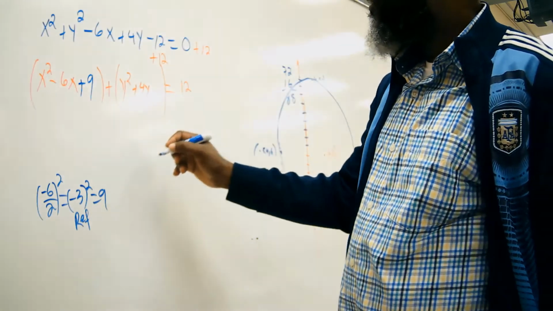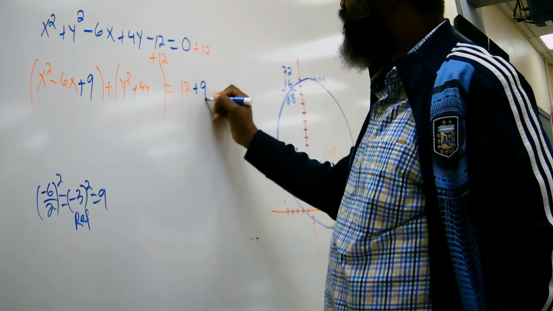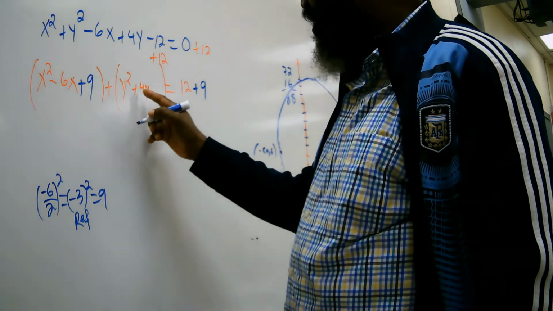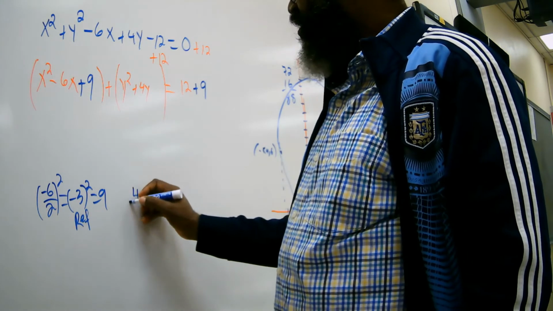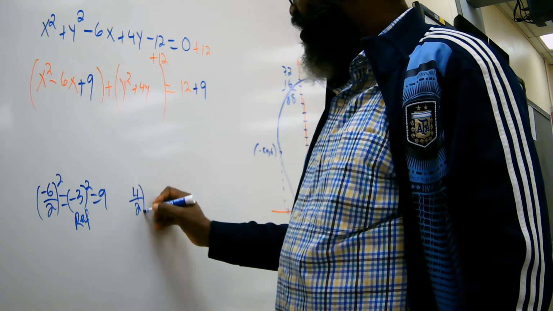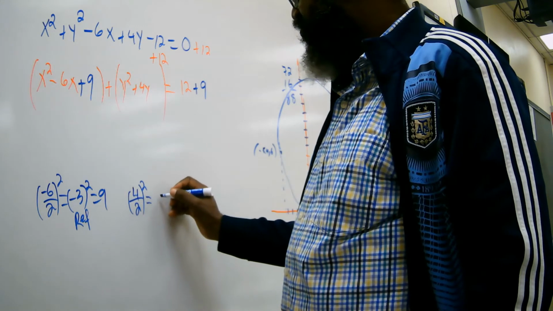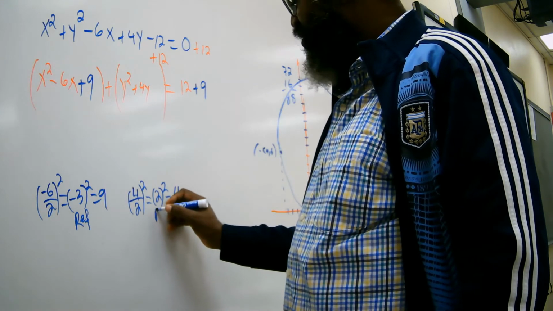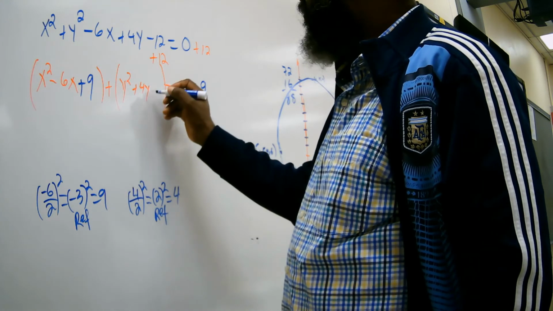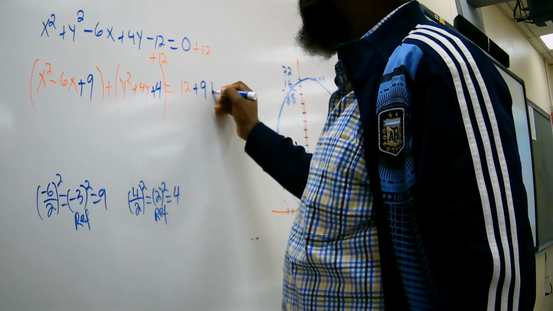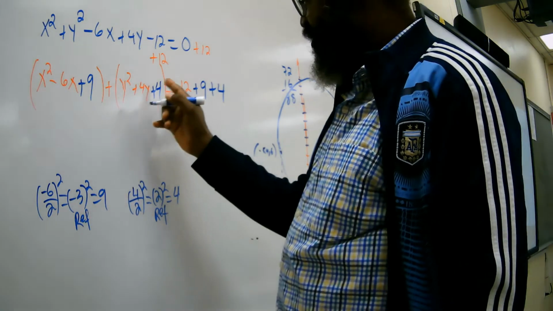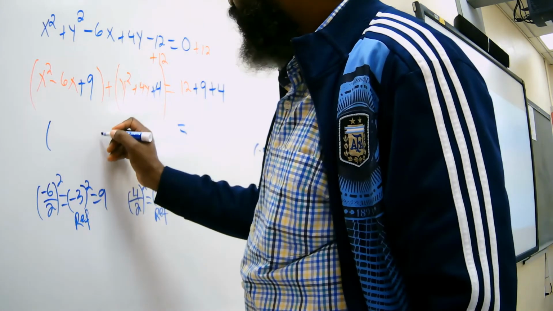If you add 9 on this side, you have to add 9 on the other side so it can be balanced. If you don't do that, the equation will not be balanced. Likewise, you take the y term, divide by 2, then square the outcome. 4 divided by 2 is 2, then you square 2, that gives you 4, and you need that as your reference. If you add 4 on that side, you must add 4 on the other side. Then this becomes your perfect square trinomial for this side.